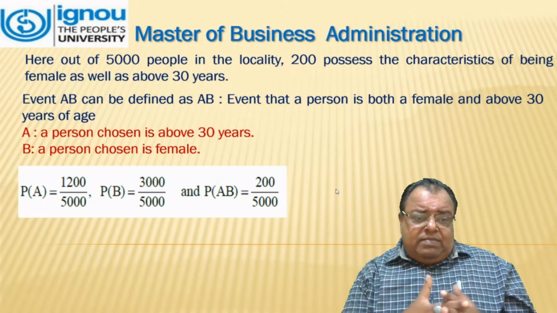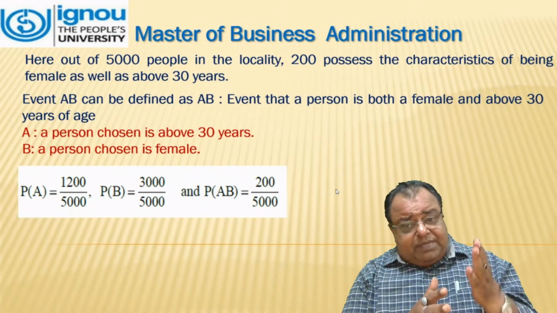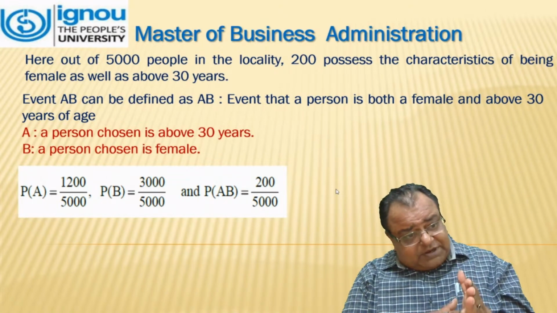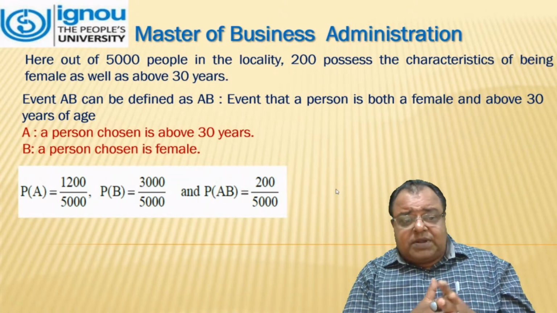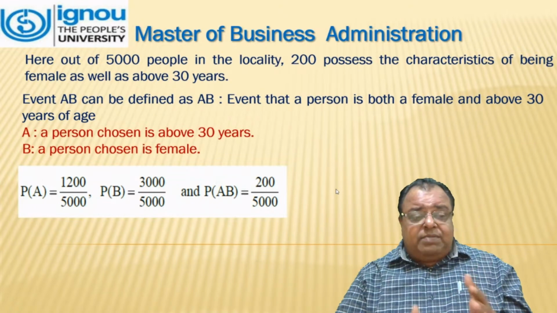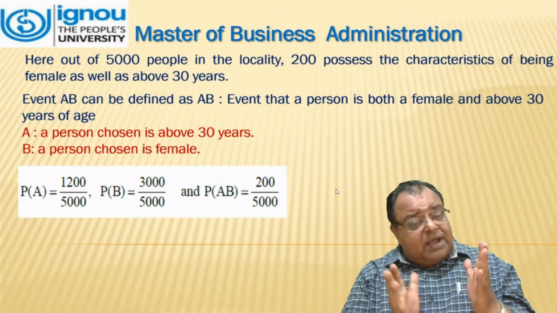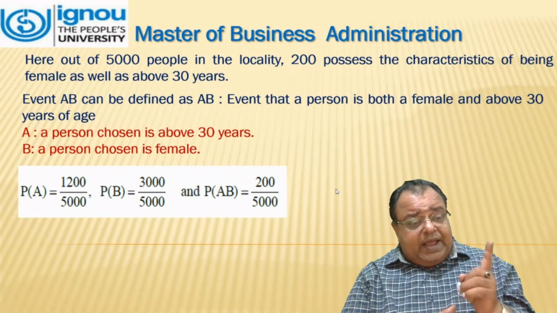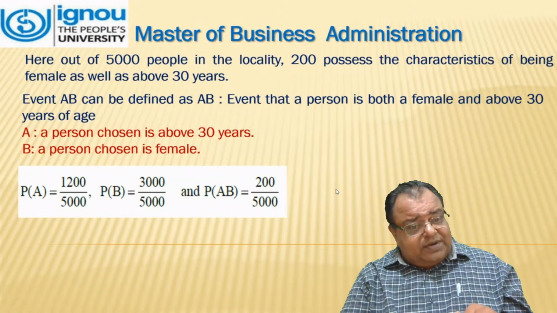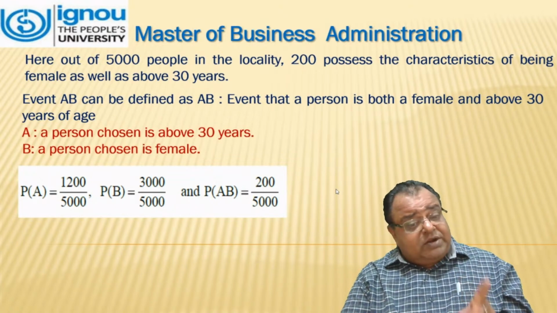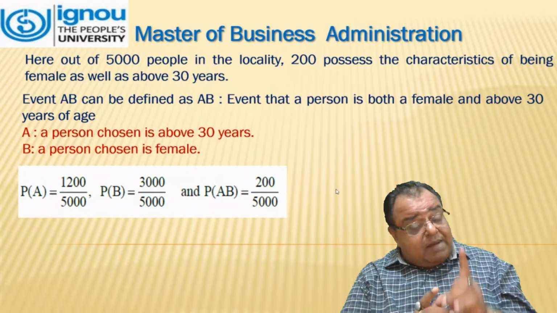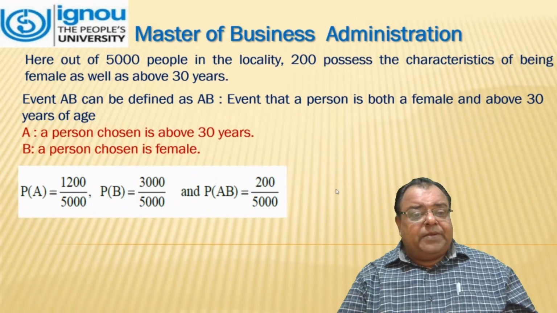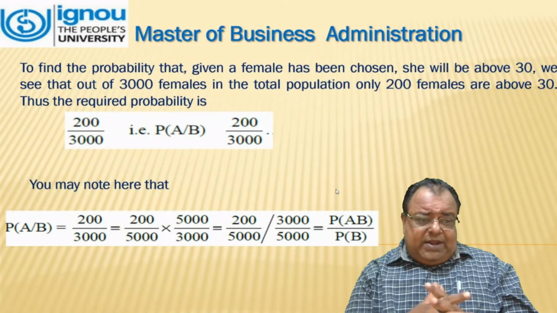Since events A and B can be defined as events that a person is both a female and above 30 years of age, if we choose A as a person chosen is above 30 years and B as a person chosen is a female, that means in terms of probability we are going to get P(A) as 1,200 by 5,000, P(B) as 3,000 by 5,000, and P(A and B) is 200 by 5,000.